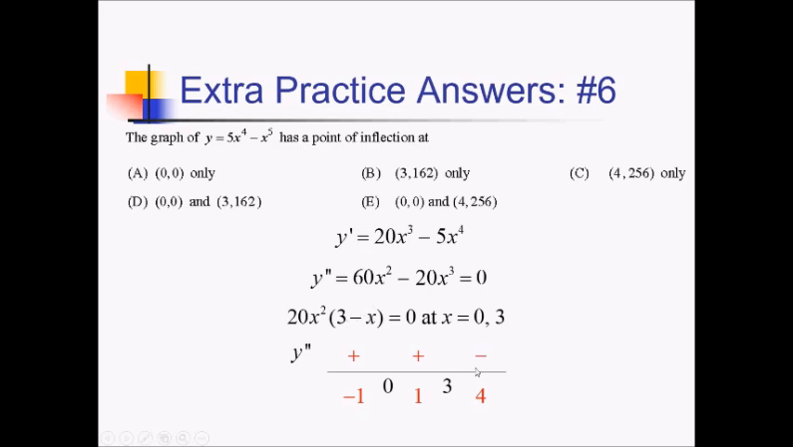So we see that f double prime, or y double prime, is only changing sign at x equals 3. Therefore, y has a point of inflection at x equals 3 only. Looking at our answer choices, we have only a single answer choice with the x value positive 3. That's choice B. You could plug 3 back in to get 162 in the original function, but there's no other options, so we're going with choice B.